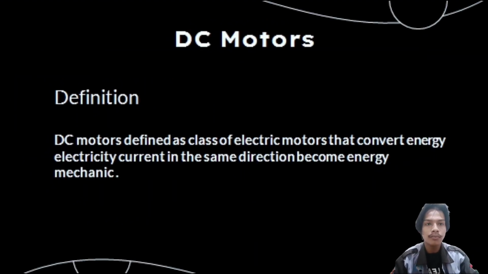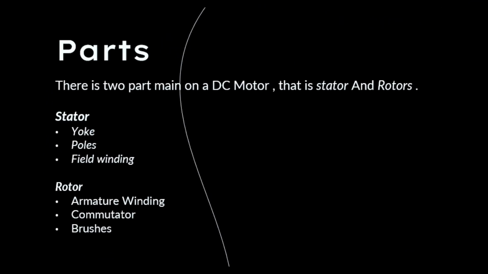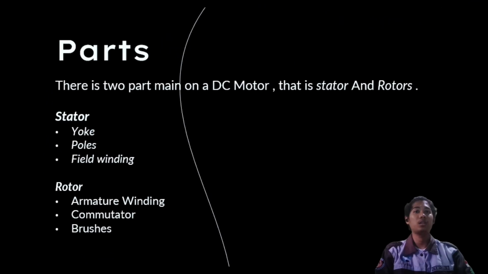I will explain about the definition of DC motor. A DC motor is defined as a class of electric motor that converts electrical energy from current in the same direction into mechanical energy. Parts in a DC motor: there are two main parts on a DC motor, the stator and the rotor.